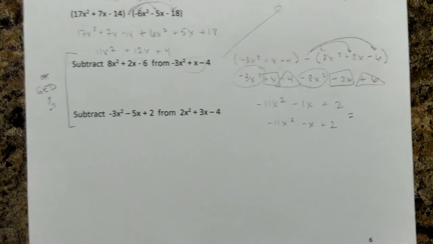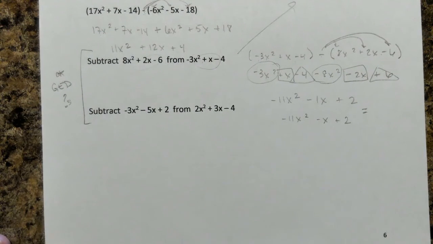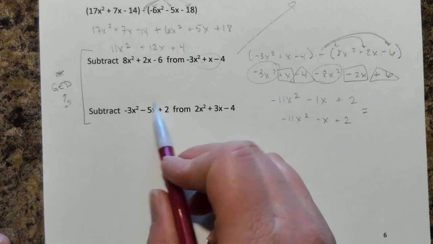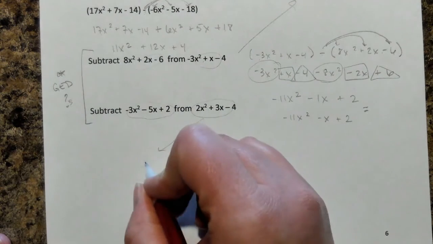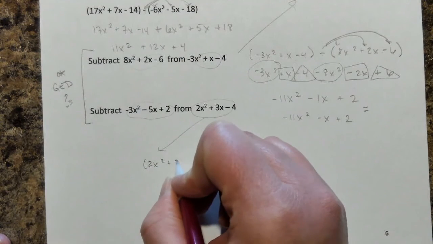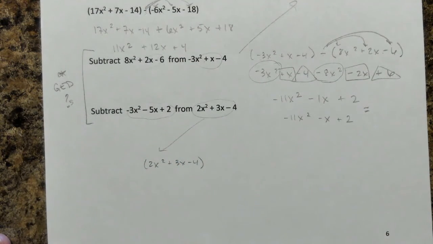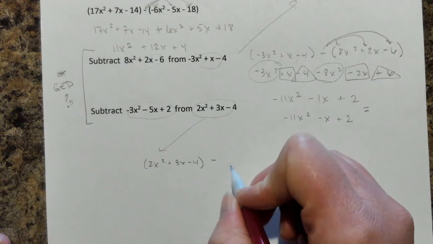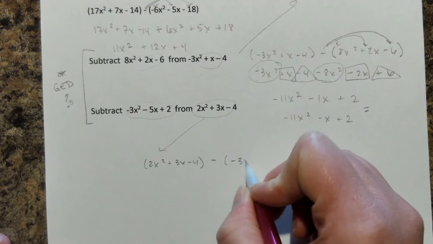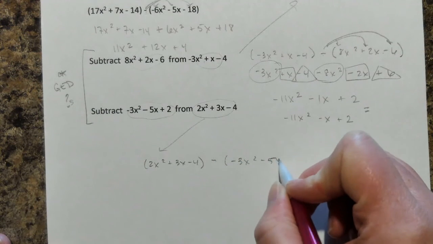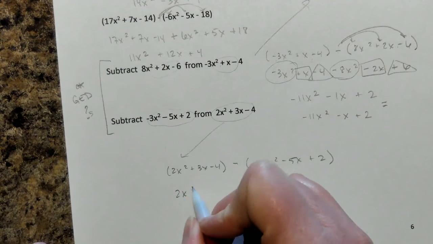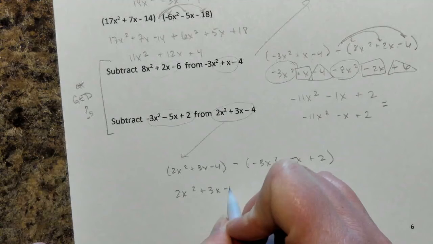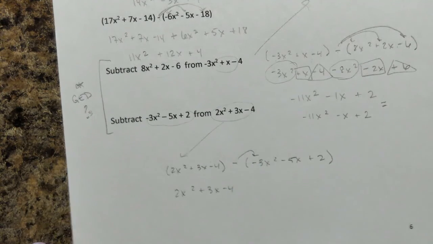All right, go ahead and try this next one on your own. Pause the video if you'd like. But I'm subtracting this polynomial from this. So again, I'm starting with this one. So 2x squared plus 3x minus 4, all in parentheses, minus, parenthesis, negative 3x squared minus 5x plus 2. So drop the first set and distribute your negative through.